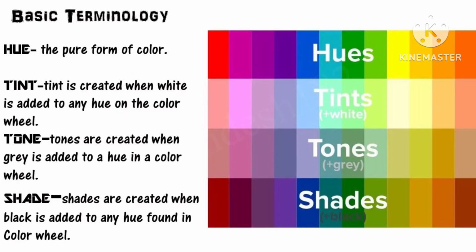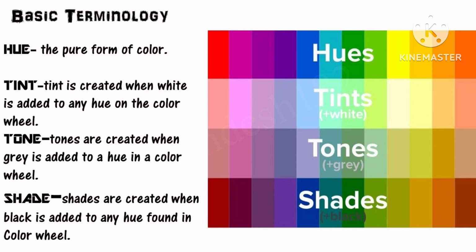Here I have compiled some of the basic terms related to color theory which I will be using in the later part of this video. So first one we have hue, the pure form of color. Tint is created when white is added to any hue on the color wheel. Tones are created when gray is added to any hue in a color wheel. Similarly, shades are created when black is added to any hue found in a color wheel.